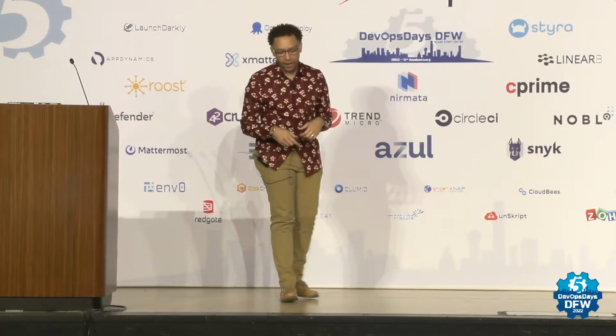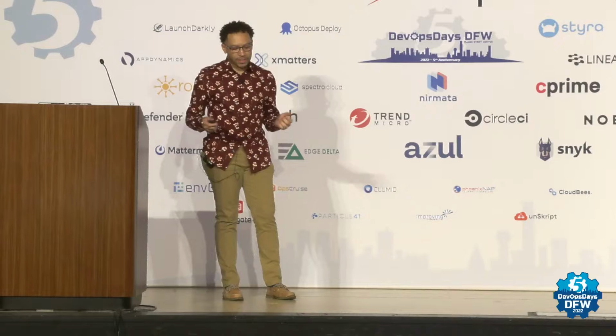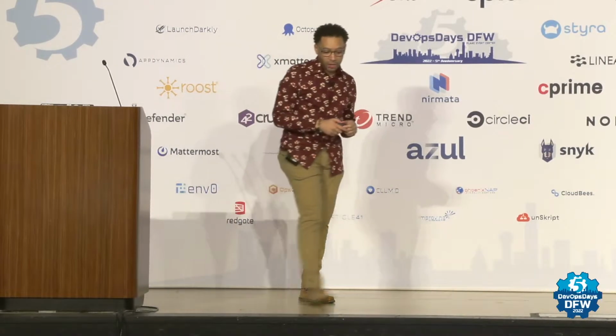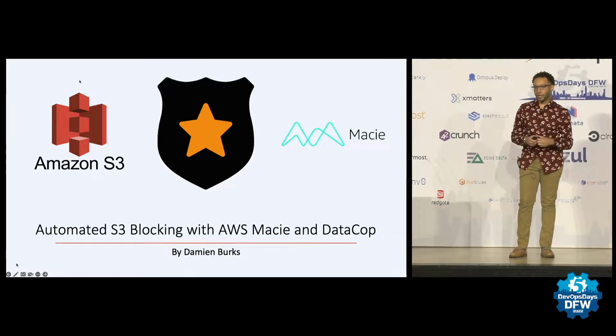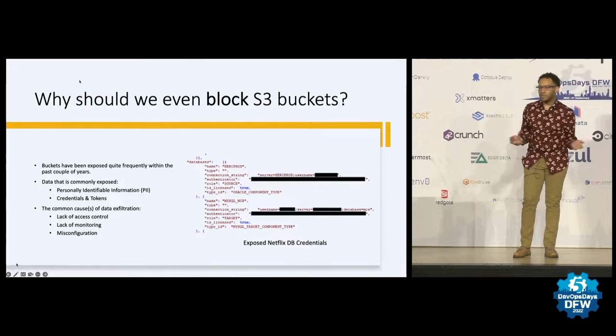It's not necessarily related to anything that I do at Citi. It's just something that I started doing on my own when I noticed that there was a significant gap, I would say, in AWS's Macie framework. So what we're going to be talking about today is automated S3 blocking with AWS and DataCop.